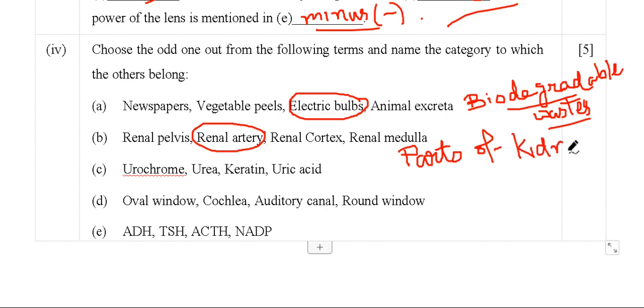So these are all parts of kidney. Next, urochrome, urea, keratin, uric acid. The odd one will be keratin, and the category name here, the components of urine.